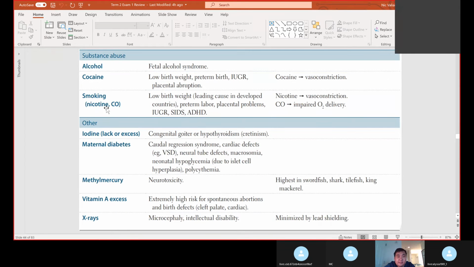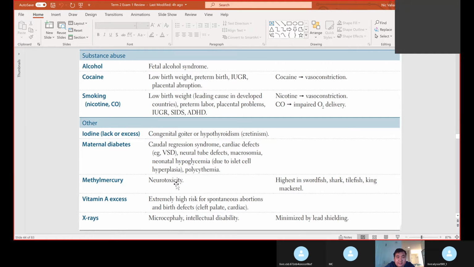Again, high yield, substance abuse, what happens? Fetal alcohol syndrome. Cocaine is a potent vasoconstrictor, and smoking is also a vasoconstrictor. All of the others here, know their effects on the fetus. Iodine, the lack of this can cause hypothyroidism in children, called cretinism. Maternal diabetes can cause macrosomia, big baby, and neonatal hypoglycemia.